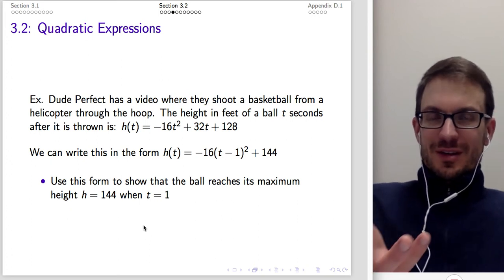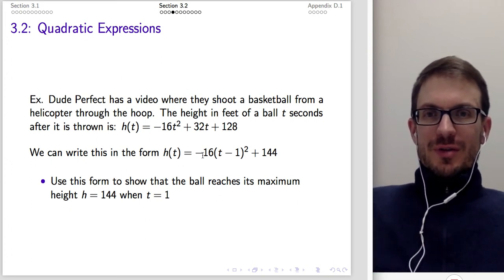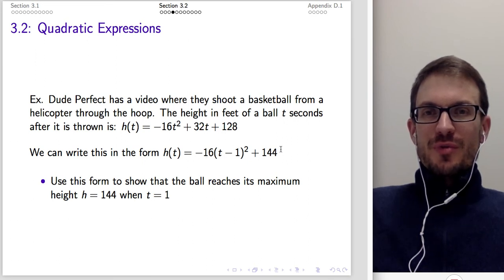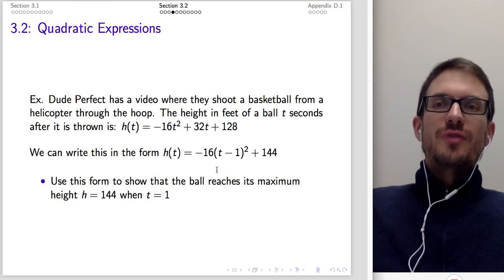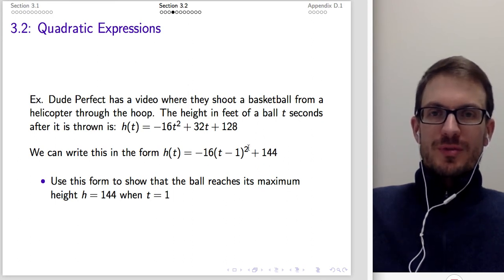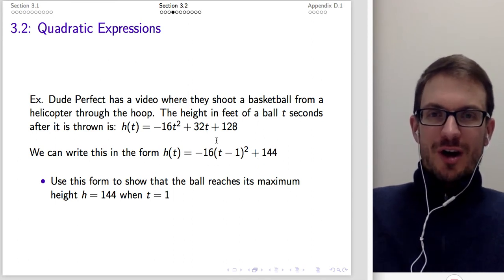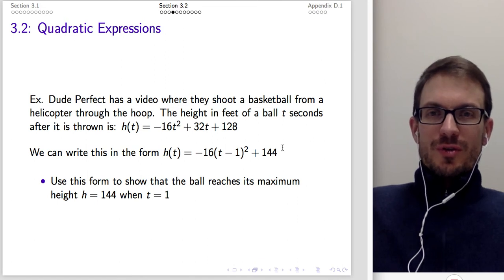We could symmetrically write this thing as minus 16 times t minus 1 squared plus 144. If you remember, this is kind of what you get when you do completing the square. All right, so we can use this form. I'm just giving you this for free. We're just going to talk about it, so you don't need to worry about deriving it at this point.